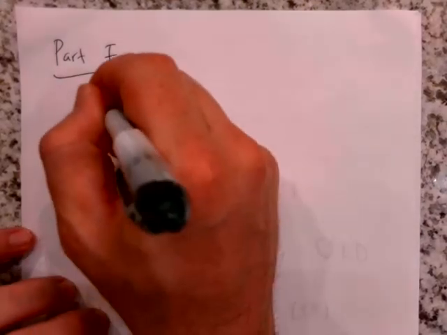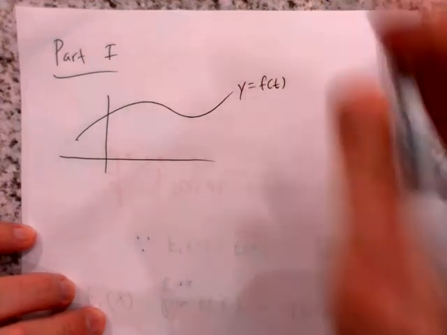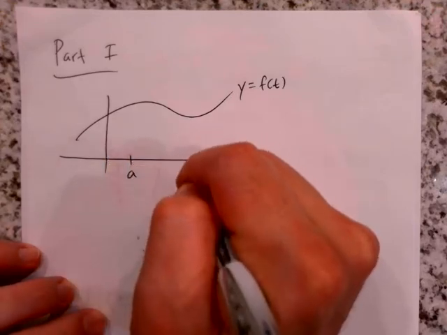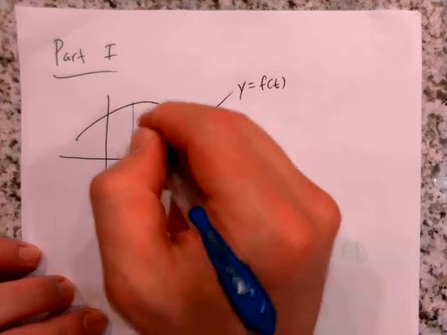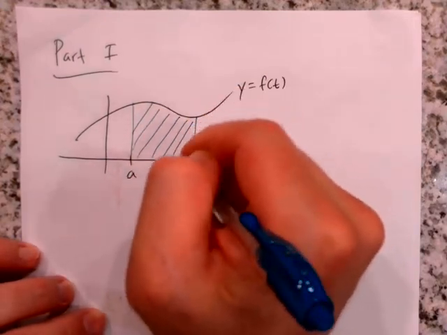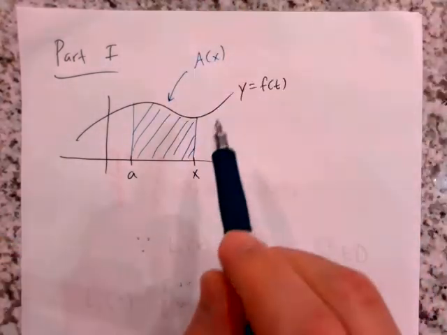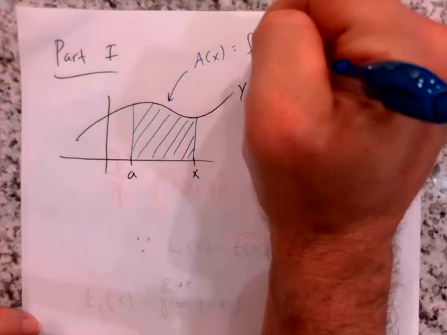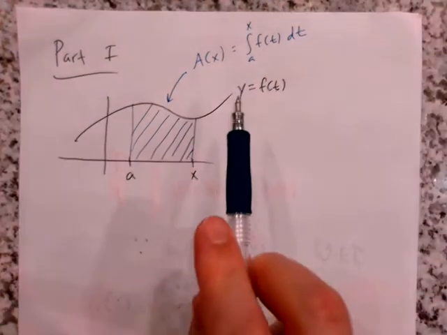So first off, let's just consider a nice continuous positive function. Let's not mess around with any negatives. Of the area underneath the curve f of t from a until x. Right? Now we know from the definition of what the definite integral is that this space we'll call A of x. A of x is the area underneath the curve from a until x, which equals that integral right there.